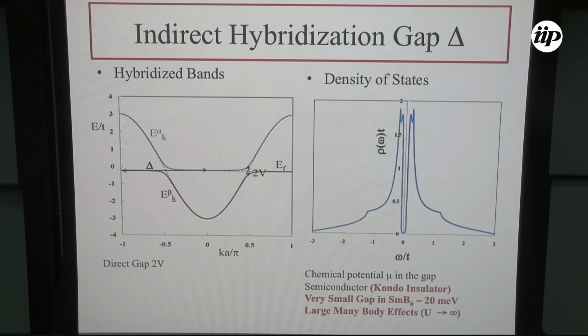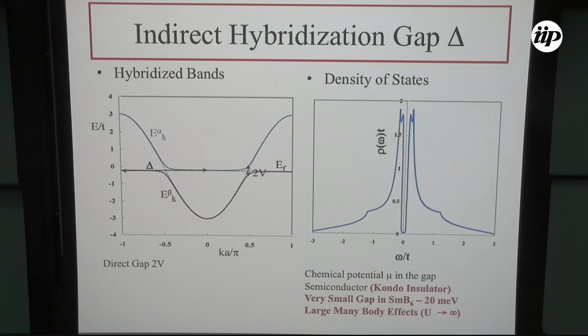So how do we explain the bulk? Well, the simple model is just hybridized bands. You have a flat F band and a conduction band which hybridize. There are basically two energy scales that you have to worry about here. There's the direct gap, which is the k equals 0 transitions, the minimum energy for that. And then there's the indirect gap, which is from the zone boundary to the zone center. If you look at the density of states, you can see the indirect gap quite clearly. If you put the chemical potential in the gap, then you have essentially a semiconductor.